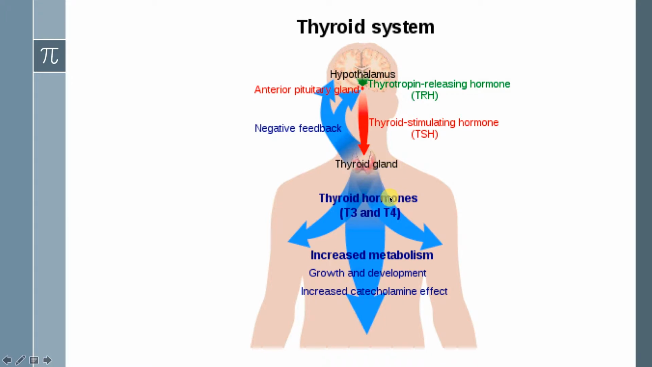What gives it a feedback? So if you have T3 and T4, which control your metabolism, growth and development, and increase your catecholamine effects, if you have the right amount of it or too much of it, what will it do? It will suppress your thyroid stimulating hormone, which is released from your anterior pituitary. So the anterior pituitary releases TSH, thyroid stimulating hormone, to your thyroid gland. The thyroid gland gets stimulated and makes T3 and T4.